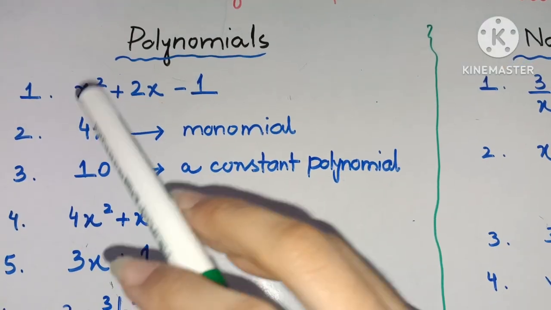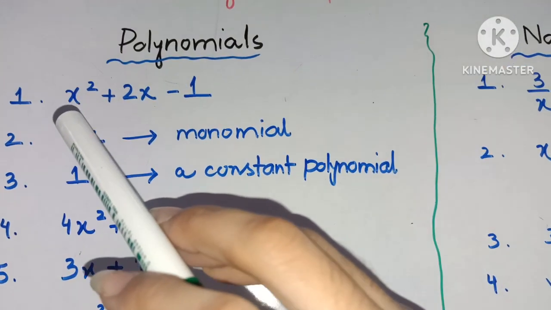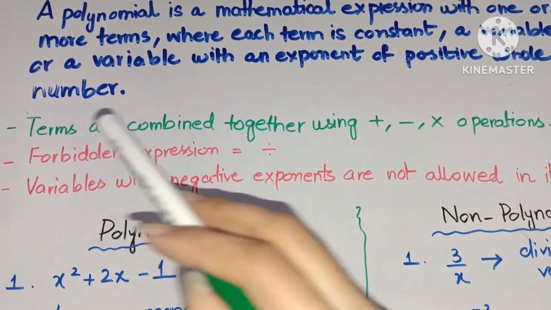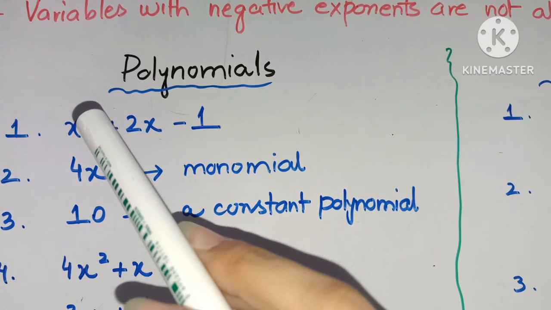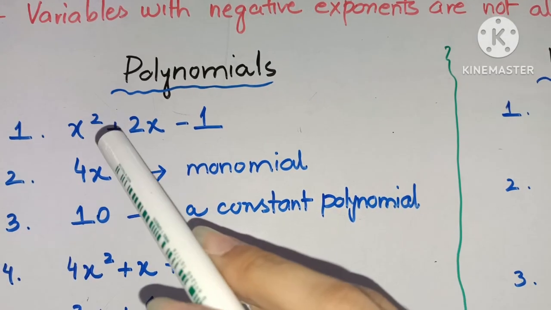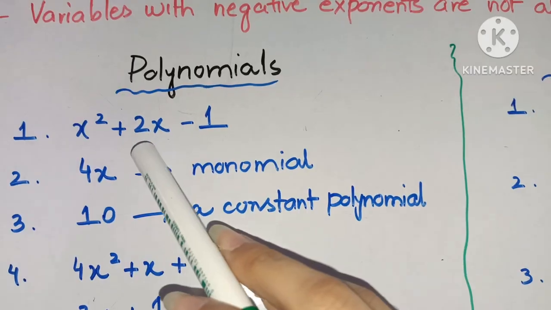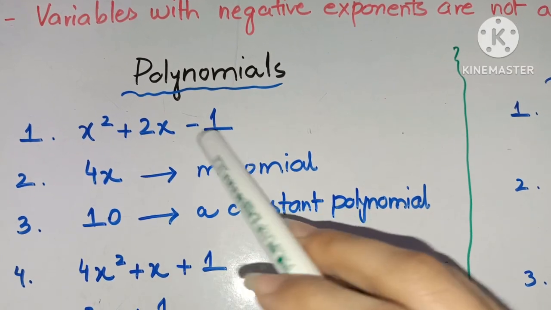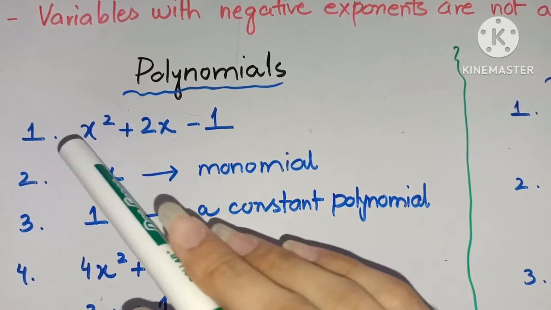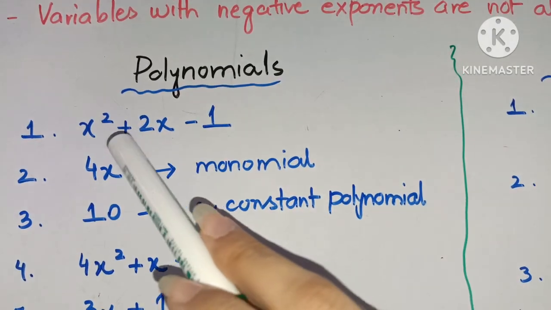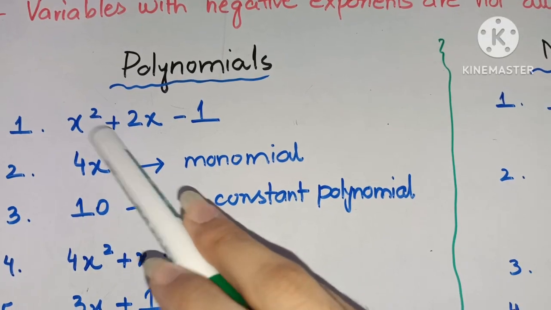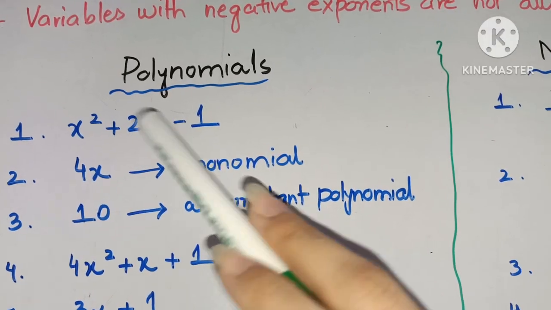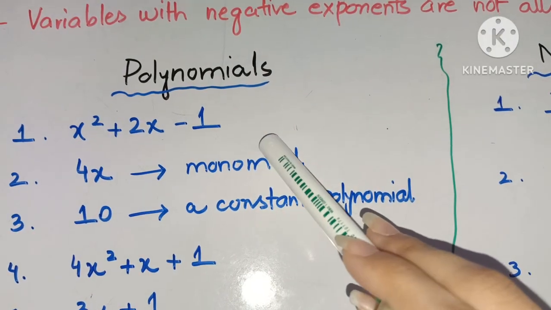The first example is x squared plus 2x minus 1. As I have told you, a variable with an exponent of a positive whole number: this is the variable x, which has a positive whole number, 2, as its exponent. In 2x, the constant 2 is multiplied with the variable. And 1 is called a constant. These terms are combined through the plus operation, x squared and 2x, and 2x and 1 are combined through the minus operation. So this whole expression is called a polynomial.